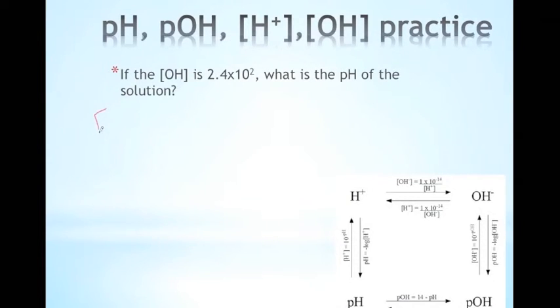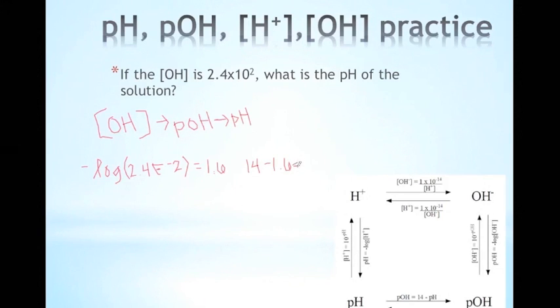Now, if the hydroxide concentration is 2.4 times 10 to the negative 2, what is the pH of the solution? Again, to get from hydroxide concentration to pH, you have to go around a couple of bases. You can't do this in one step. We'll go from hydroxide concentration to pOH and then to pH. Take the negative log of 2.4 times 10 to the negative 2, and that will give me a pOH of 1.6. Then to get from pOH to pH, you just do 14 minus 1.6, and that gives you a pH of 12.4.